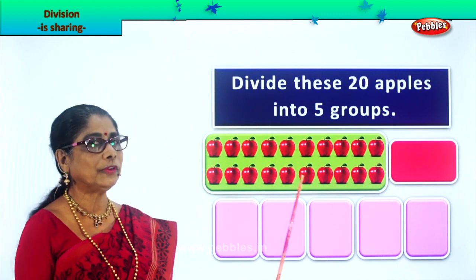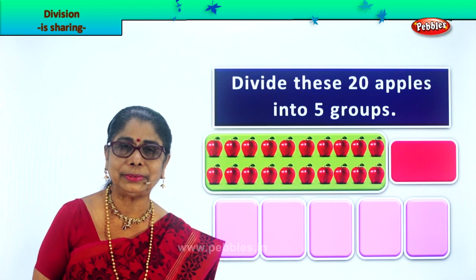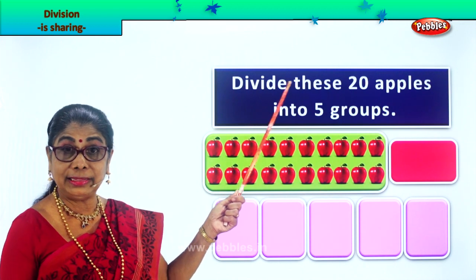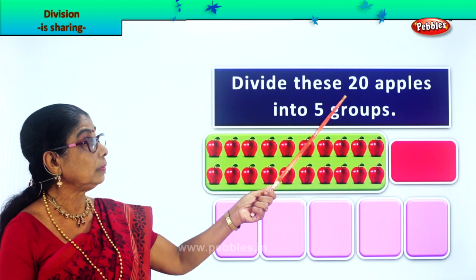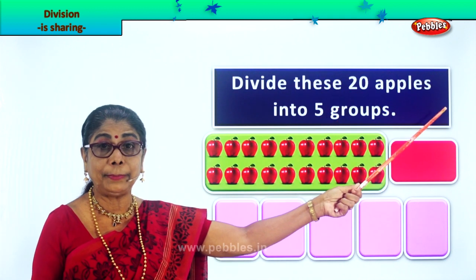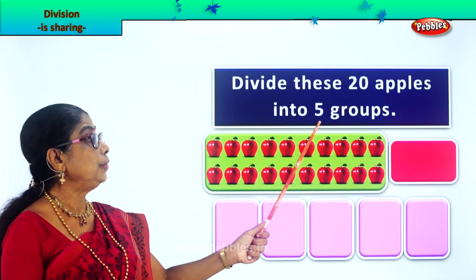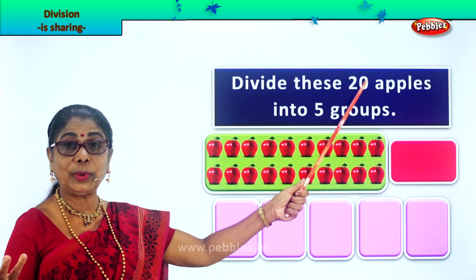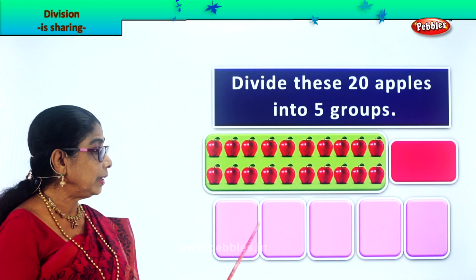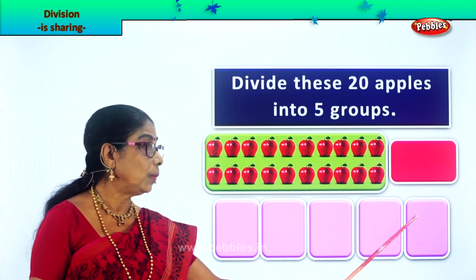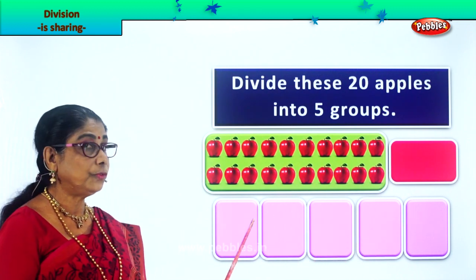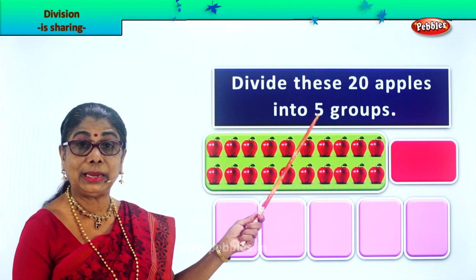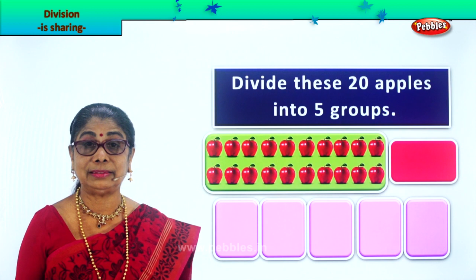We have a whole lot of apples here. You like apples? Let's read the sum given to us. Divide these 20 apples into 5 groups. Now there are 20 apples and there are 5 trays here. 1, 2, 3, 4, 5. And we have to divide this equally in the 5 trays.